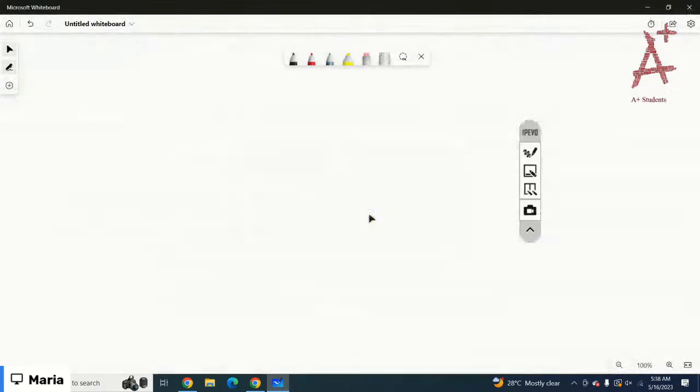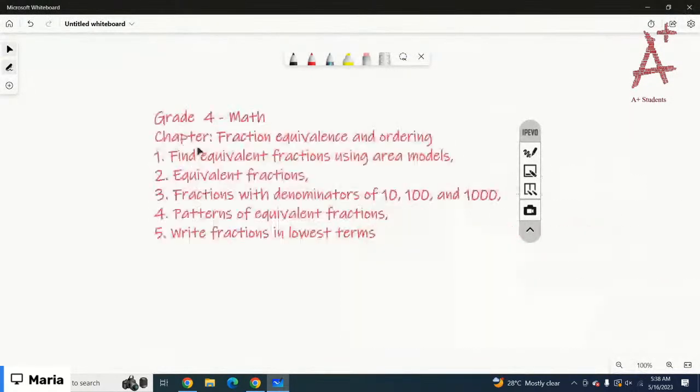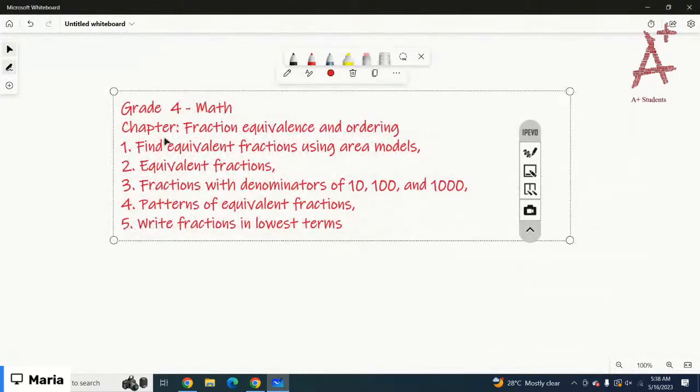So we were working on grade 4 maths. The chapter we were working on is fractions, equivalence and ordering. And the lessons we have covered today are find equivalence ordering, find equivalent fractions using area model, equivalent fractions, fractions with denominator of 10, 100 and 1000, patterns of equivalent fractions and write fractions in lowest form.